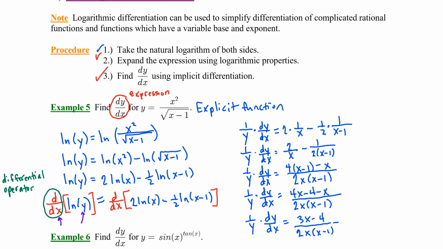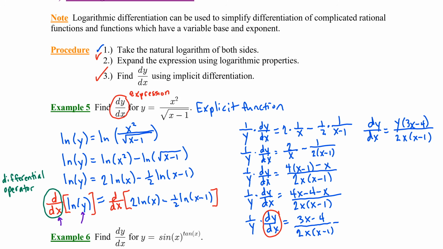So what were we doing after we got lost in all this algebra? Oh yeah, we were trying to find dy over dx. There it is. I found it right there. All we have to do is solve for it. And that's a piece of cake. We just multiply both sides by y, and we end up with y times 3x minus 4 over 2x times x minus 1.